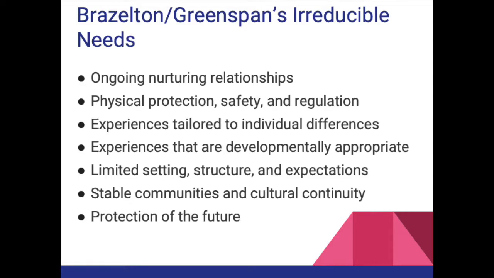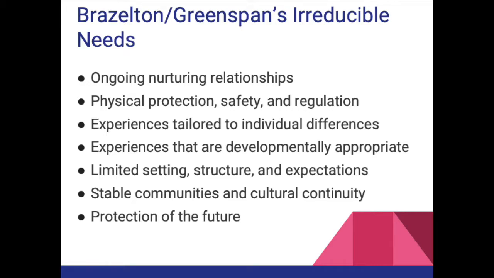Okay, the needs include, number 1, ongoing nurturing relationships. Okay, a nurturing relationship is critical for all development. Children from birth through preschool years need nurturing interactions most of their waking hours. If this relationship is absent or interrupted, children are apt to develop disorders in their intellectual, social, and emotional development.